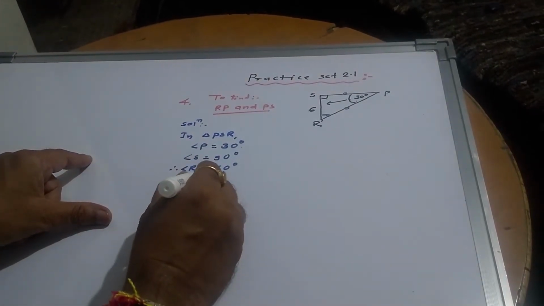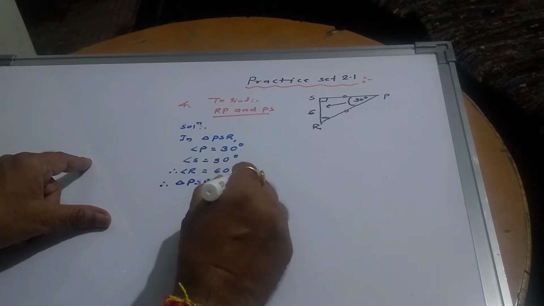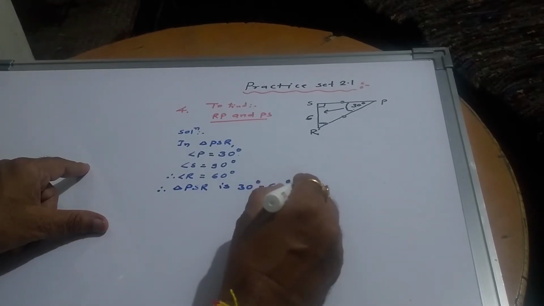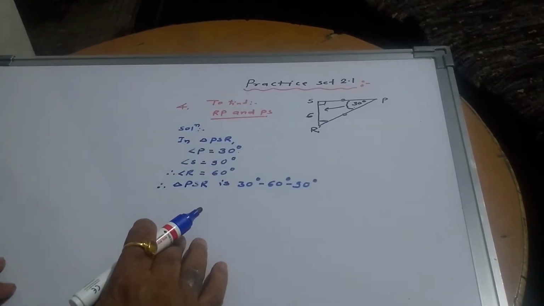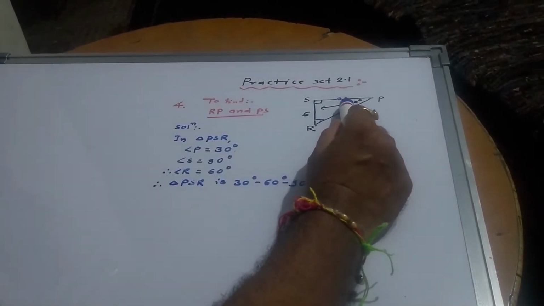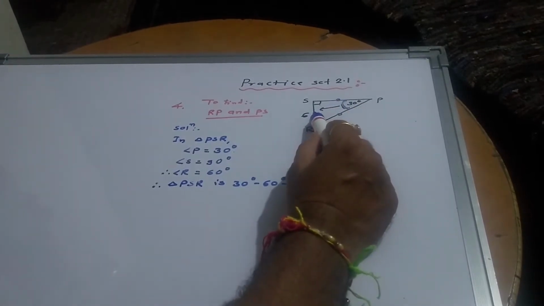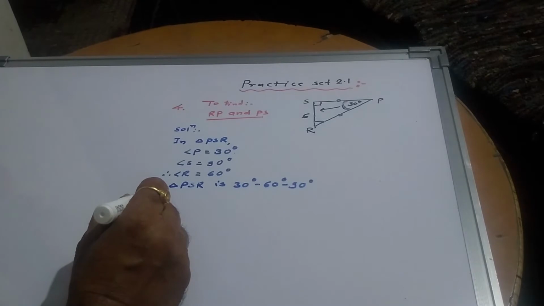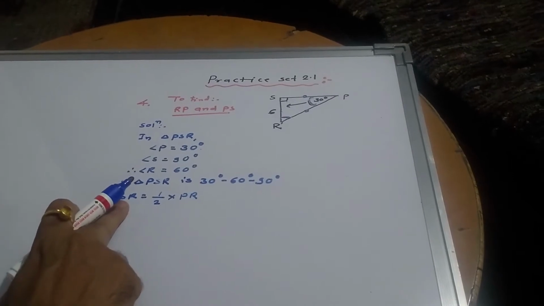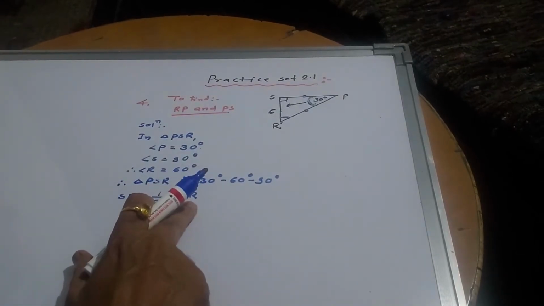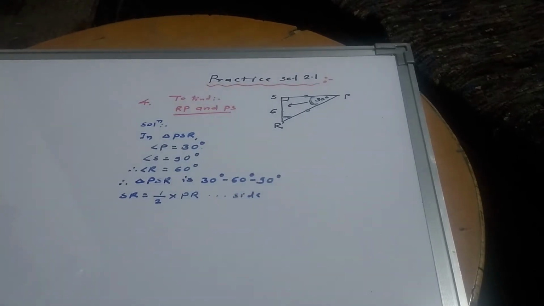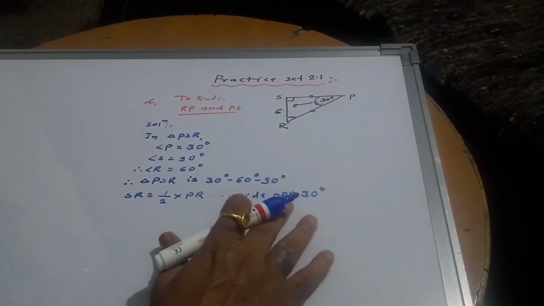PSR is 30 degree, 60 degree and 90 degree triangle. So we know that the property of this. So therefore, in figure, the side opposite to 30 degree is given. It is given to be 6. So now in figure, what we say that SR is equal to 1/2 into PR. Reason is that side opposite to 30 degree. So side opposite to 30.